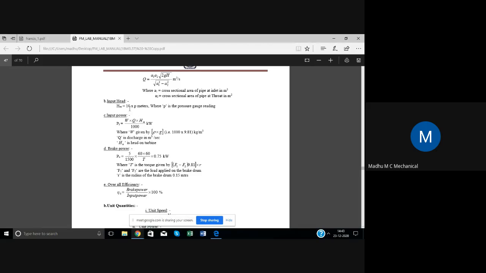See, calculate only input power and brake power. This torque is not required for that load. You're not using a dynamometer. That's not required. Only find efficiency using brake power and input power. That's all.